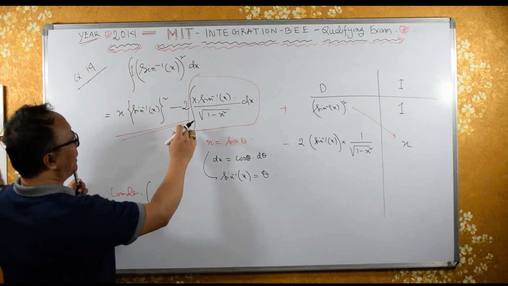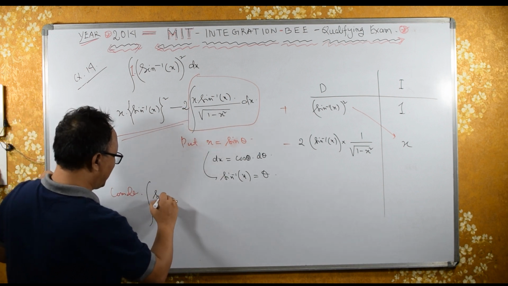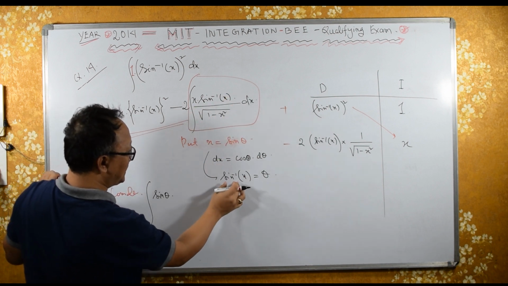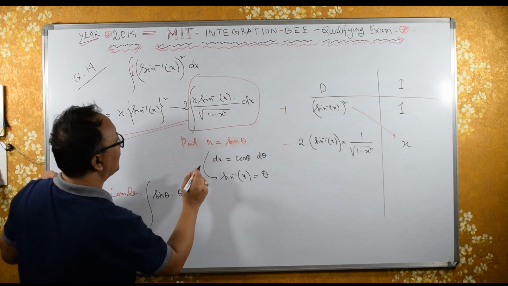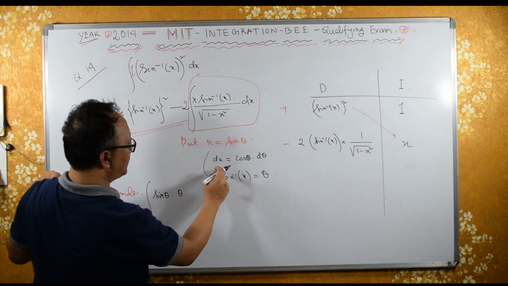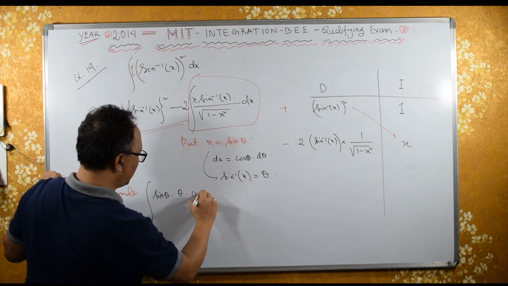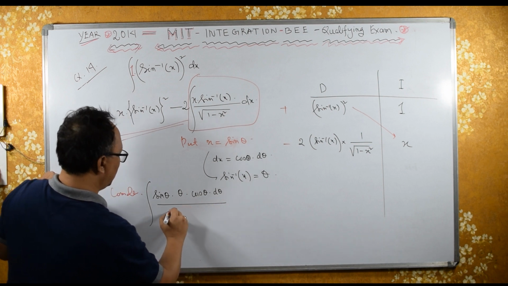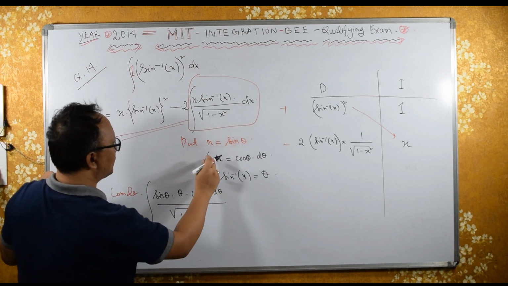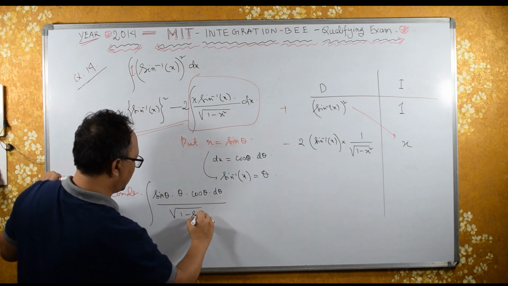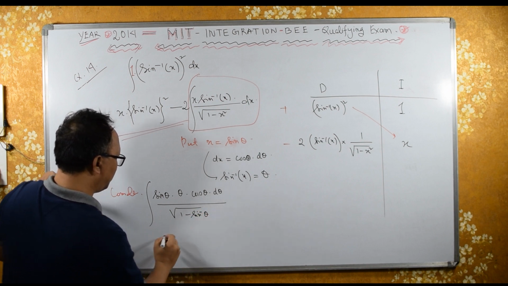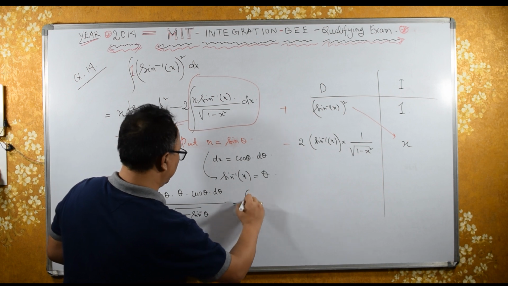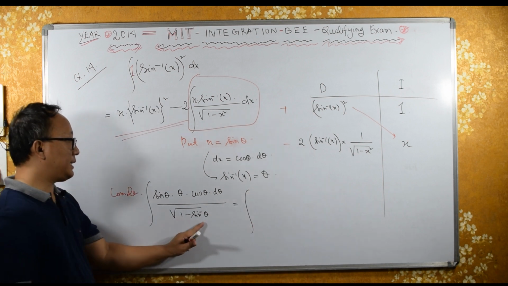Integral x, what is x? X is sine of theta. Sine inverse x is theta. What is dx? Dx is cos of theta d theta, upon the square root of 1 minus x square, and x square is sine square theta.